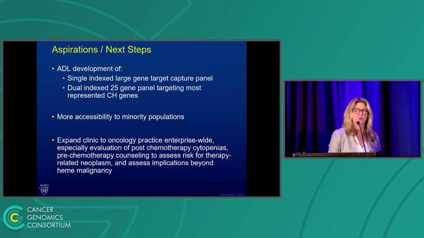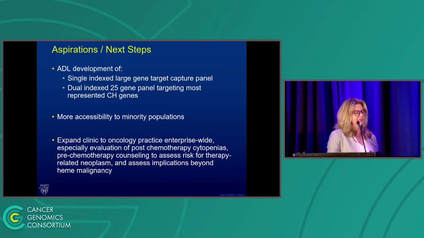Secondly, and very importantly, we would like to have more accessibility to minority populations. When we do risk-benefit ratios for minority populations, this is based on databases that are biased towards Midwestern Caucasian populations. This is not something we should be doing, and so there's a critical need to assess this.